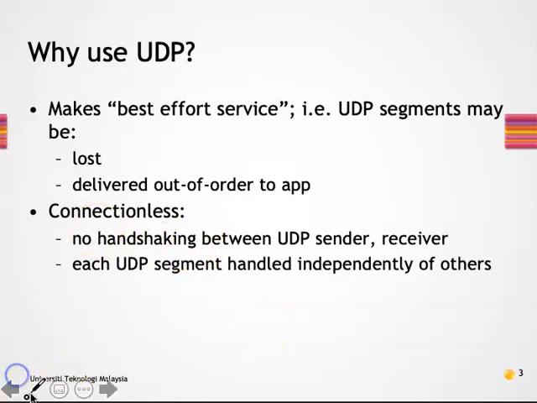In addition, UDP is a connection-less protocol. Why? Because there is no need to establish a connection for UDP, unlike TCP. It means that there is no handshaking between the UDP sender and receiver, and each segment in UDP is handled independently of others. Because of this, UDP does not introduce any delay to establish a connection. This is basically the reason why applications such as DNS run over UDP rather than TCP, because if DNS ran over TCP, it would be much slower.